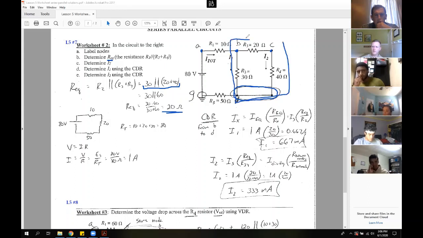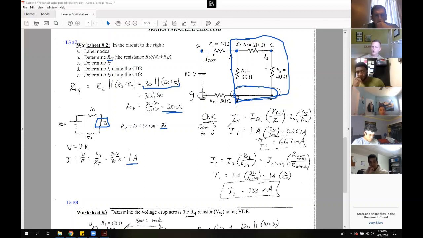Here's everything inside the box. All together makes 20. So there's the box again, right? And so that's the R equivalent, whereas 10 and 50 are on the outside of that. And so I can put those together and get my R total is 80. And so the 80 volts divided by 80 ohms gives us 1 amp.